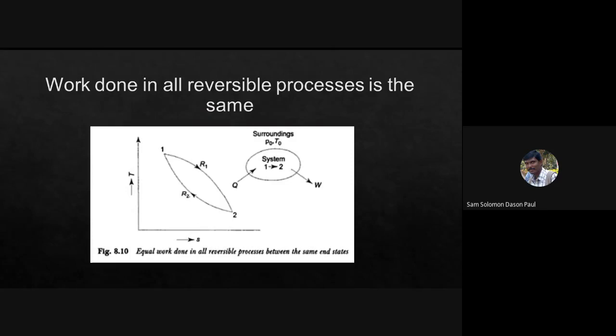Okay, the other one is that the work done in all reversible processes is the same. This is another way of stating Carnot's theorem. Carnot's theorem says that if you have any number of engines running between the same temperature limits on reversible processes, then you get the same work done or the same efficiency. So this we have already done.